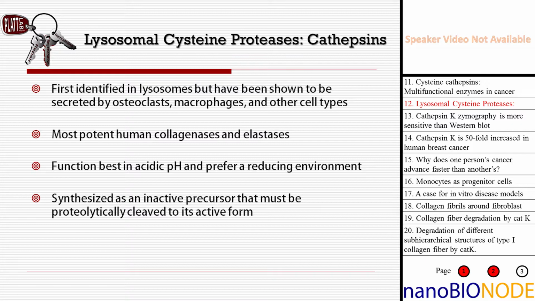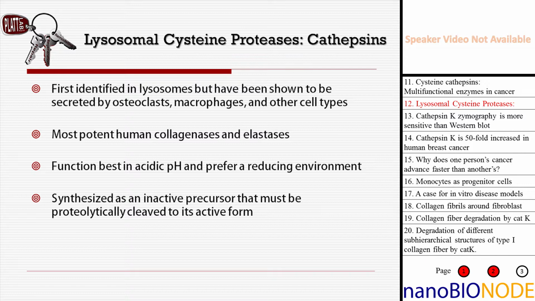As I mentioned, these are the bone resorbing cells. Your bones are also for calcium homeostasis as well as for structure, and you're constantly remodeling your bone. So osteoclasts break down the bone to release calcium and the osteoblasts build it up. Then there are macrophages and other cell types. But here's what I love about these things. They are the most powerful human collagenases and elastases. So they degrade collagen better than any other protein we have in our body, and they also degrade elastin, which is a structural protein, better than any other human protease.